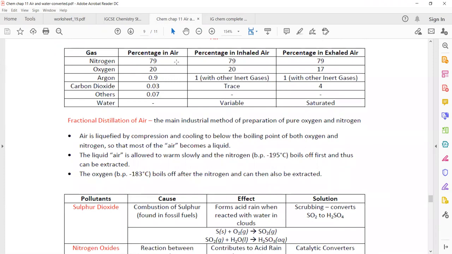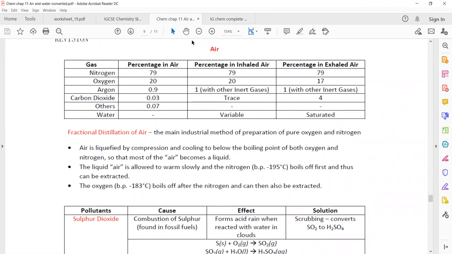So for the composition of air, you don't have to learn the percentage of nitrogen and oxygen in inhaled and exhaled air. Only the composition, for example: nitrogen about 79%, oxygen 21%, argon 0.9%, carbon dioxide 0.03%, other gases 0.07%, and water vapor, which is variable, it does not have any fixed proportion.